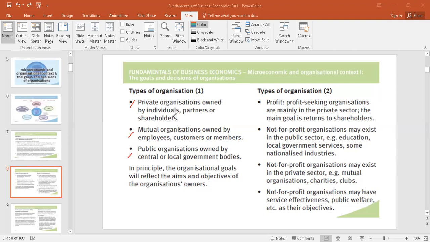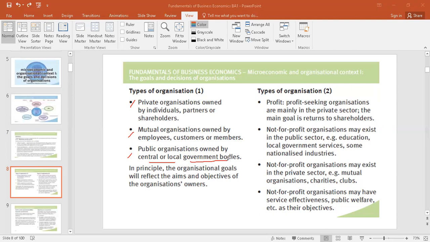The third category is public organizations. What are public organizations? Public organizations are owned by central or local government bodies. So here we see the role of government in establishing an organization. Such organizations are called public organizations. So there are three different types of organizations based on who establishes them and who is part of the organization.